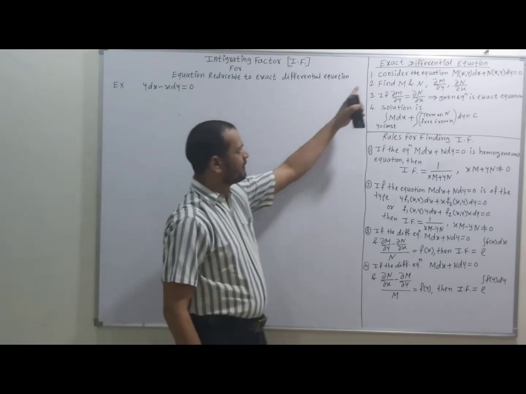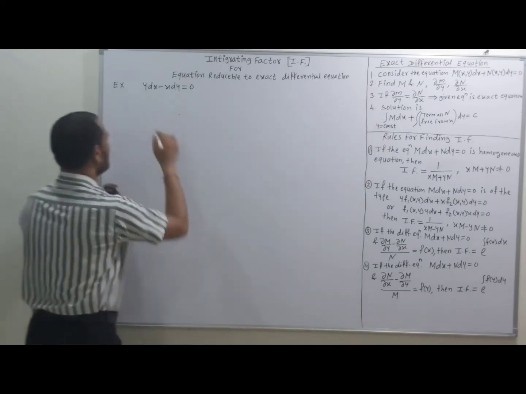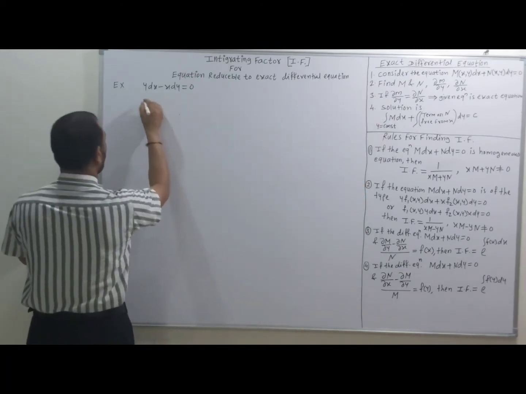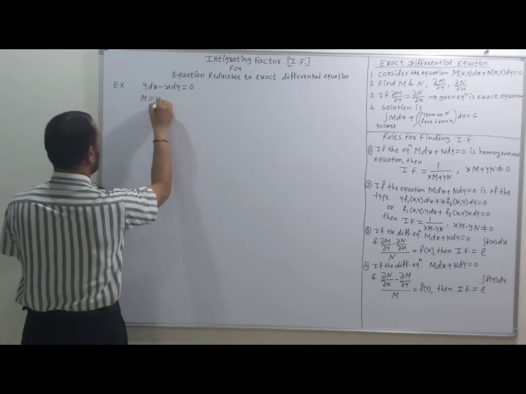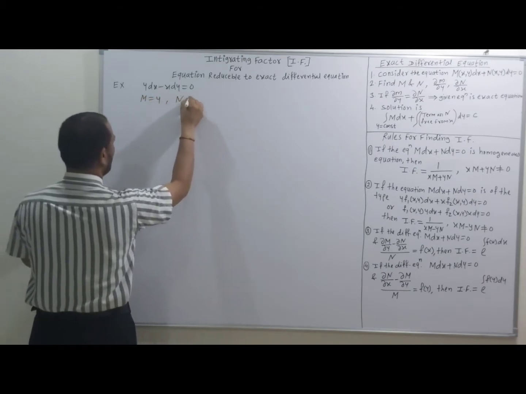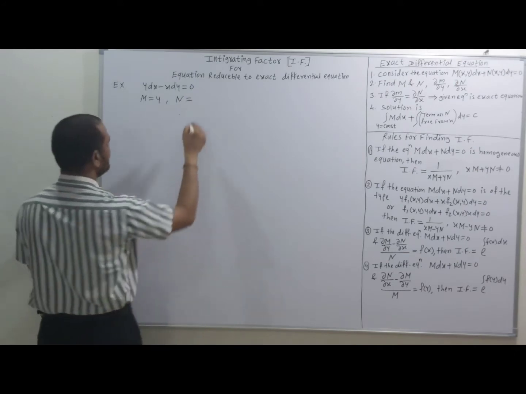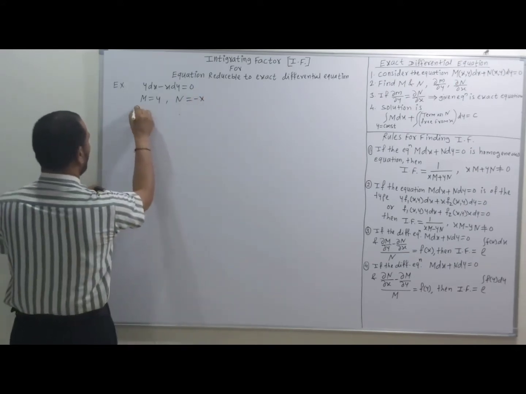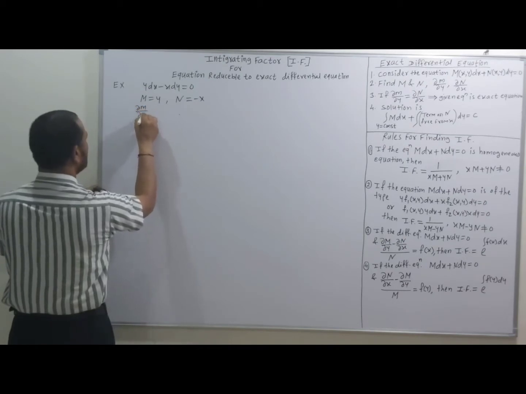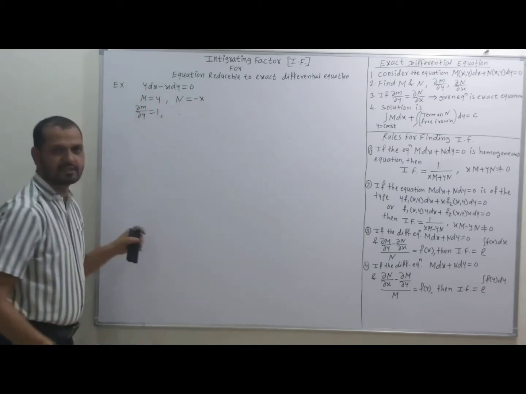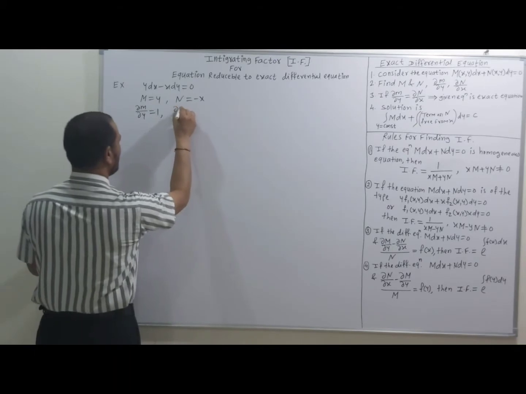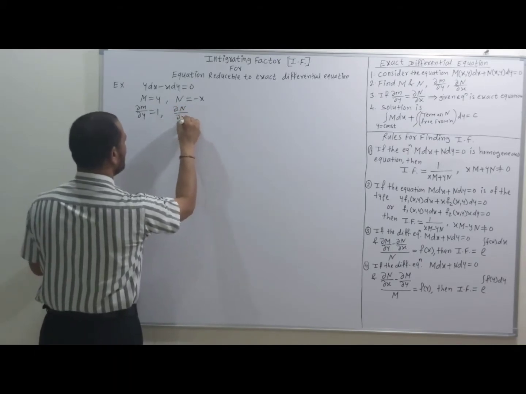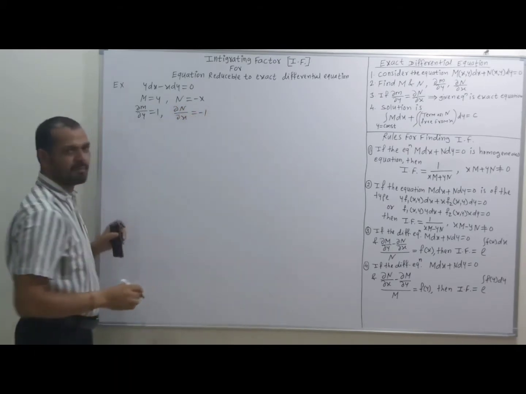If we solve this with the help of this exact method, then here the value of m is y, and the value of n is minus x. If we find the partial derivative of m with respect to y, then this value is 1. Again, if we find the partial derivative of n with respect to x, then this value is minus 1.